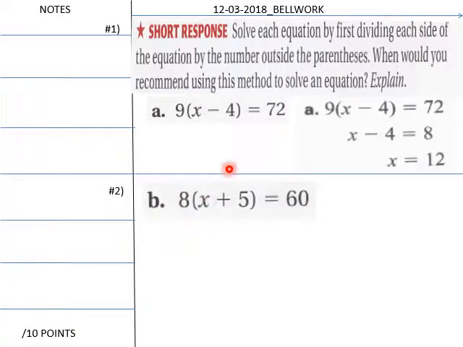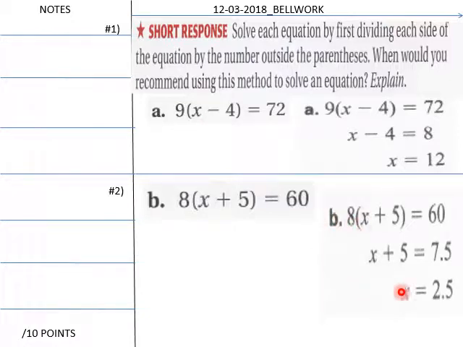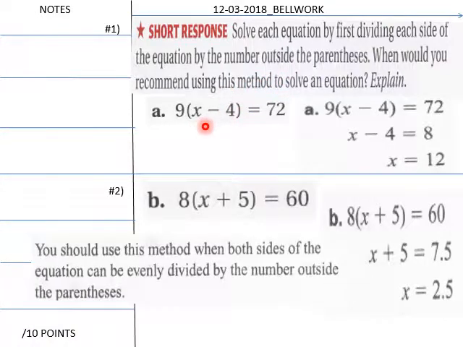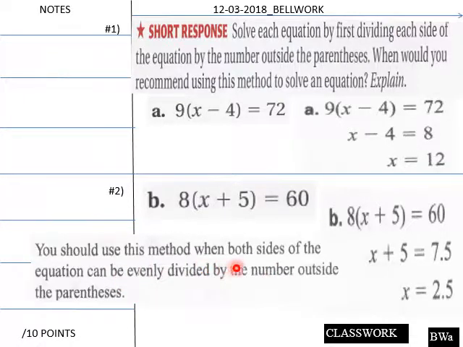Okay, welcome back. Here is our solution for A, and then here's our solution for B. And then divide each side of the equation by a number outside the parentheses. So that would be a possibility here. Explain why this could be a shortcut. Okay, true. There's your answer there.